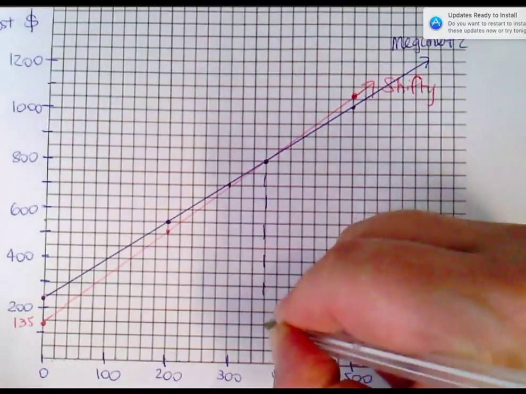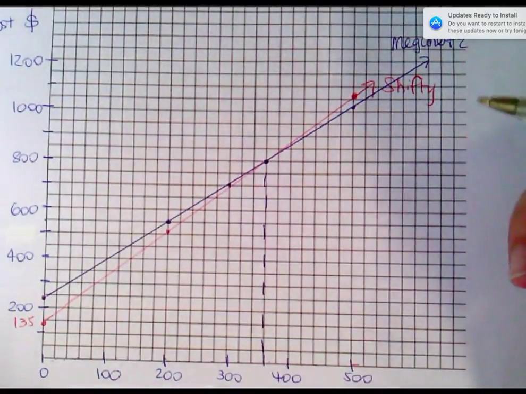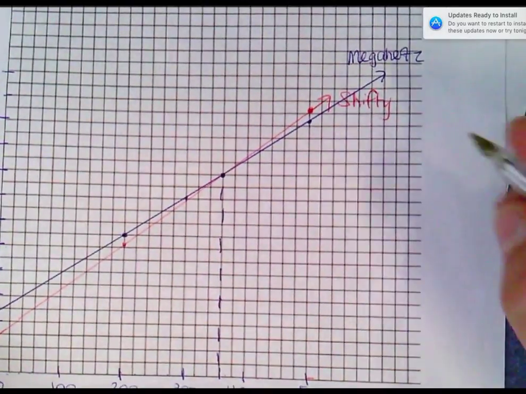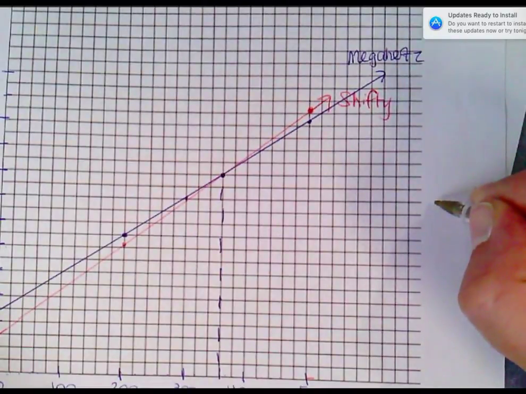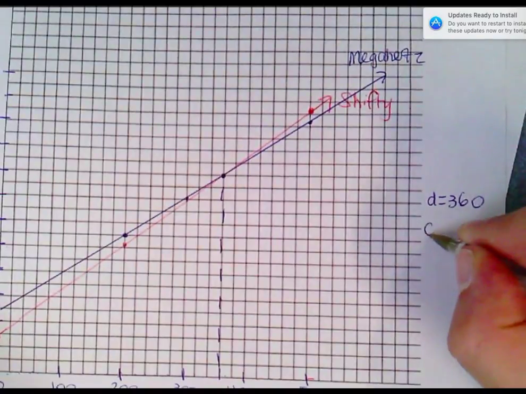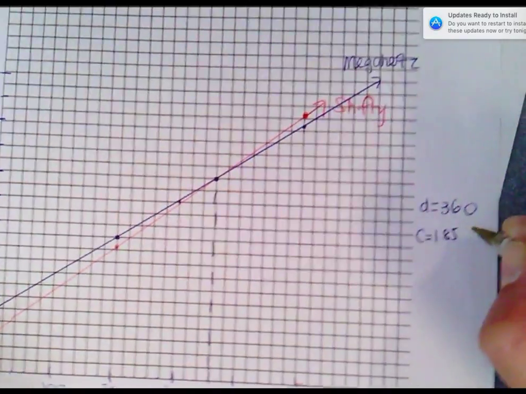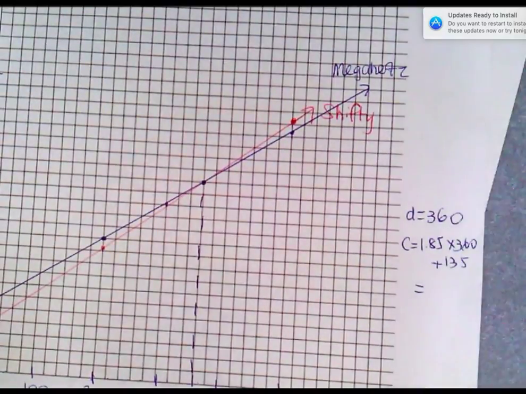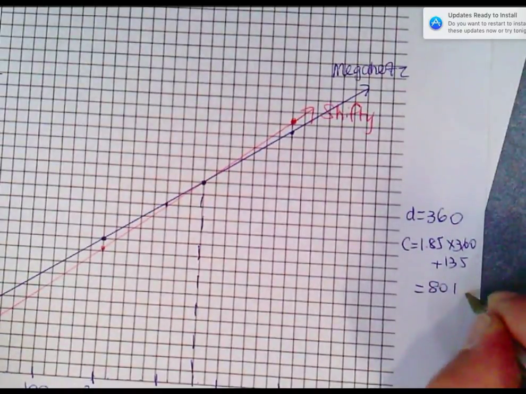And that looks to be when the distance is 360, because this goes up by 20, 40, 60. So if you're not sure, you can always check it out in the formula. I'm going to test D is 360 into both formulas. So the first formula would be 1.85 times 360 plus 135, and see what we get. That gives me an answer of 801 approximately.